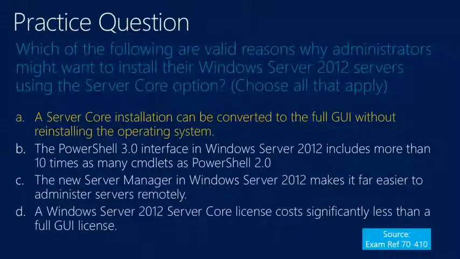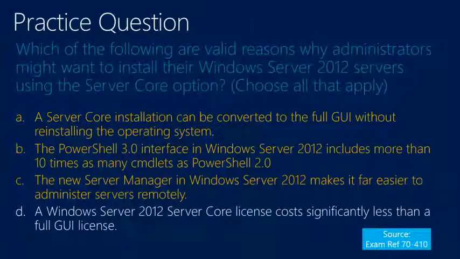A, a server core installation can be converted to the full GUI without reinstalling the operating system. That's correct. B, the PowerShell 3.0 interface in Windows Server includes more than 10 times as many commandlets as PowerShell 2.0. That is also correct, right? We go on. C, the new Server Manager in Windows Server 2012 makes it far easier to administer servers remotely. That's true, right? I mean, with WinRM, you can do a lot more.